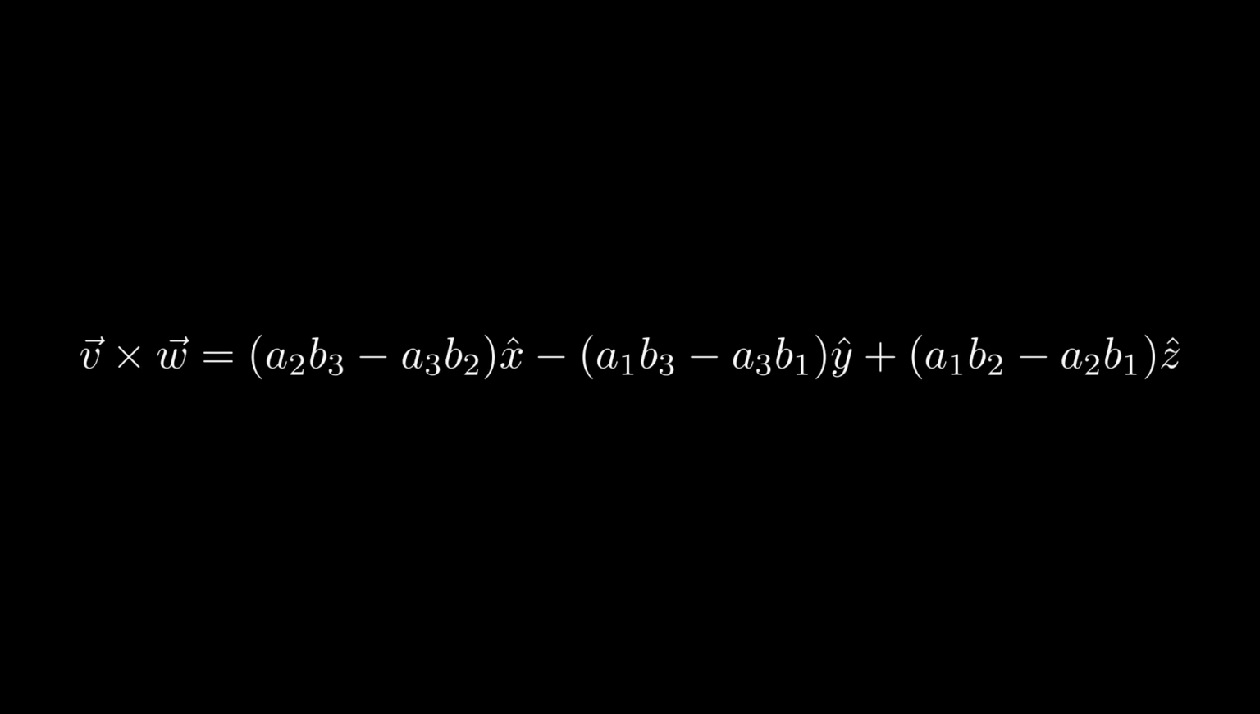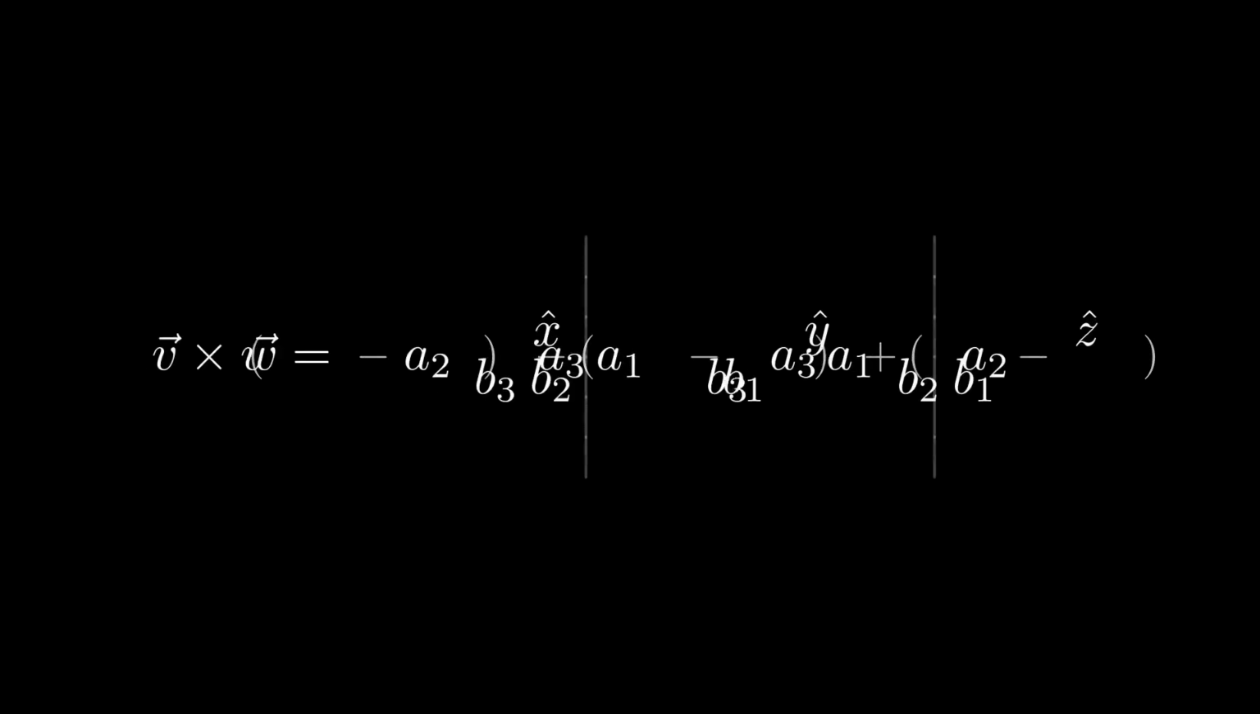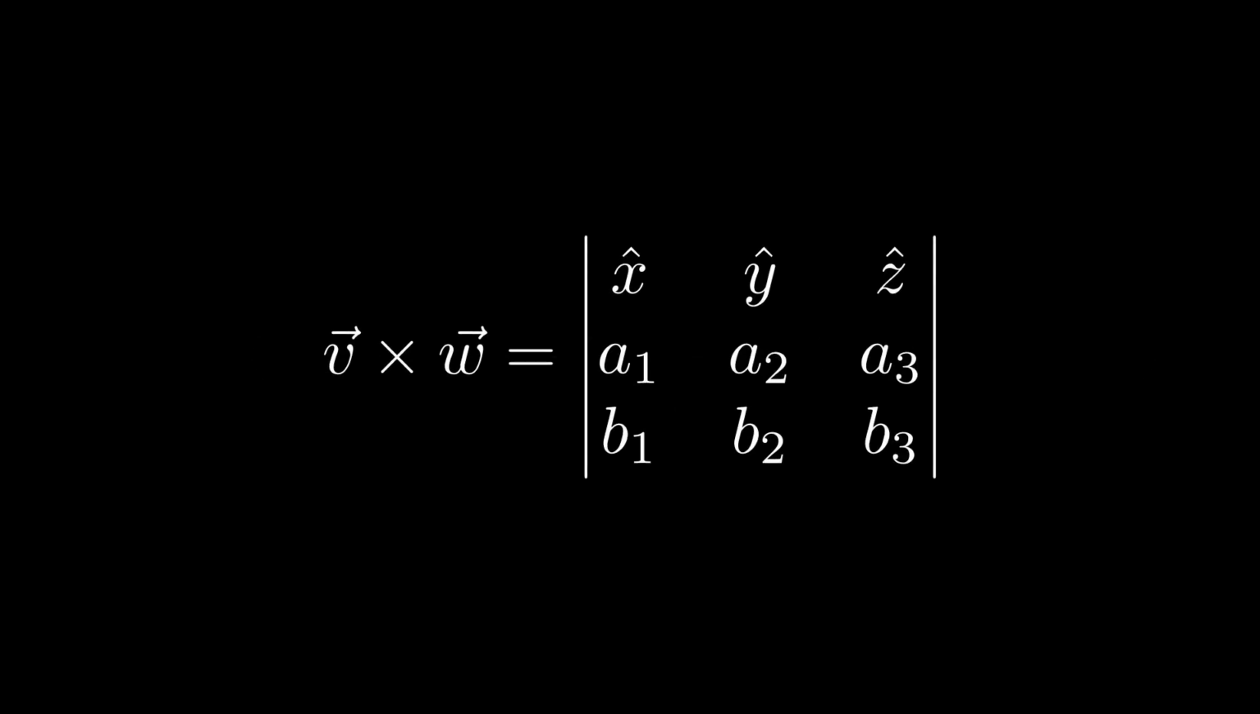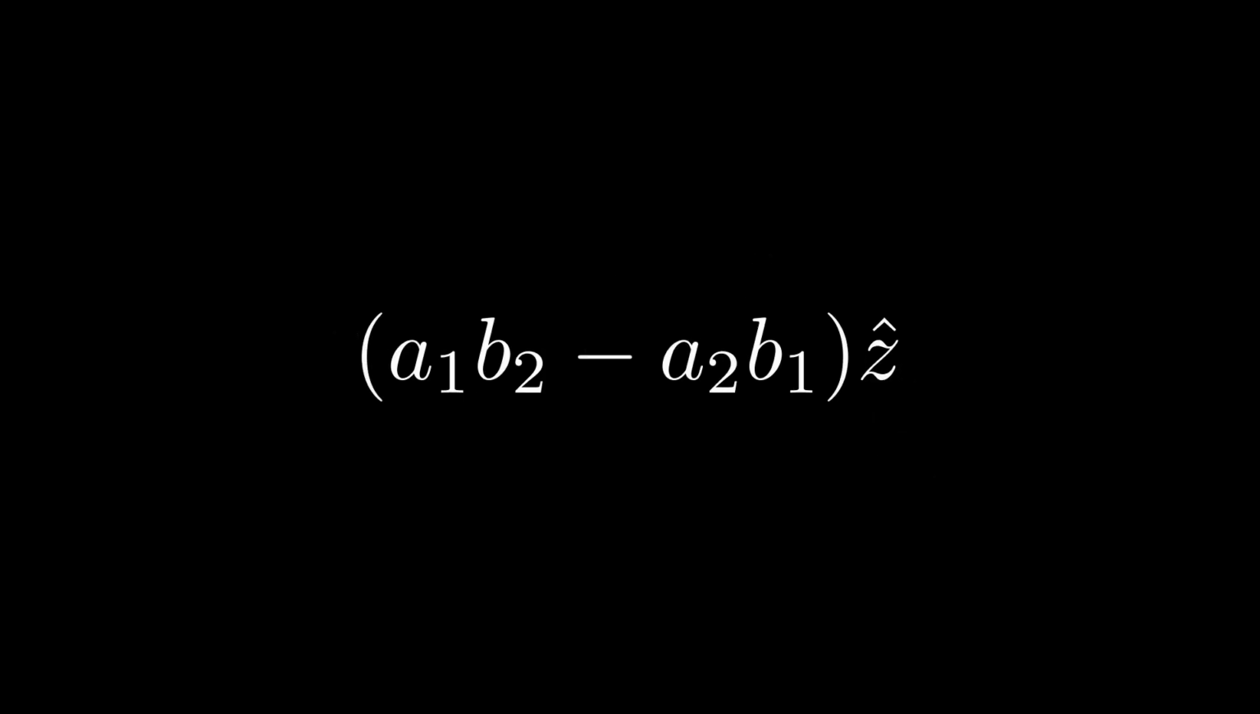Now, this can be simplified by writing the expression as a determinant of a 3x3 matrix, but this is still kind of clunky. It would be really annoying to have to write out a matrix every time if you wanted to work with a cross product in its component form. But if you look really carefully, you might notice something interesting. Let's take a look at the z component of the cross product.